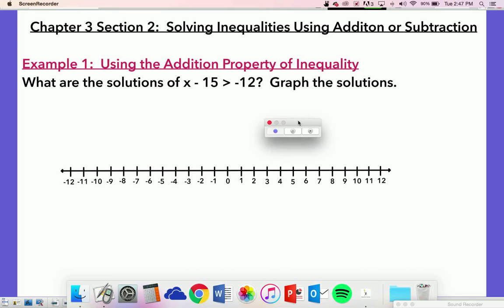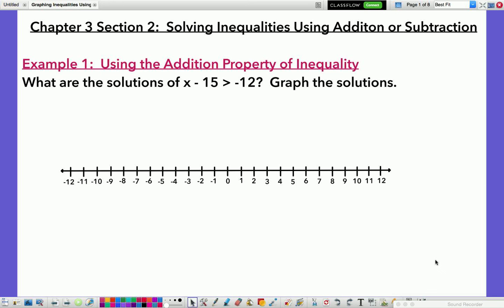All right, so I'm going to be doing Chapter 3, Section 2 notes, solving inequalities using addition or subtraction. So first we'll look at the addition property of inequality.